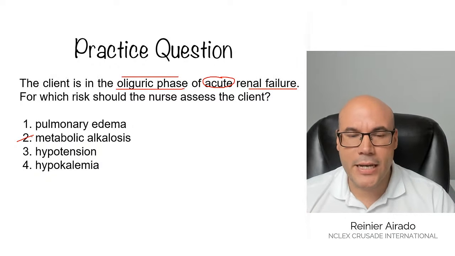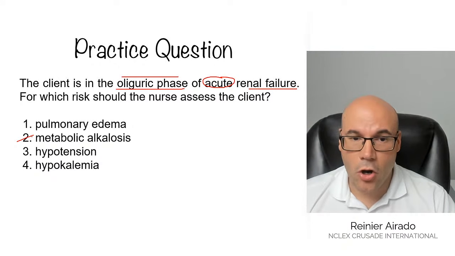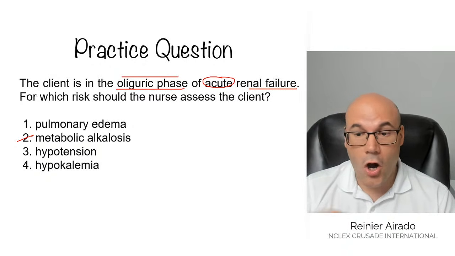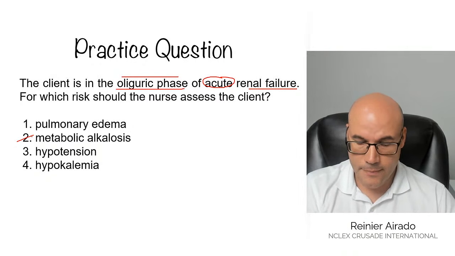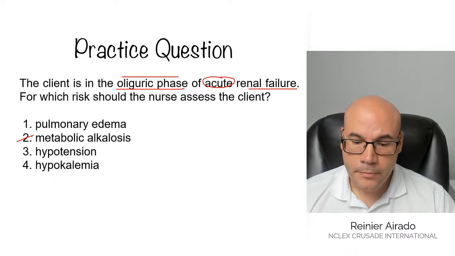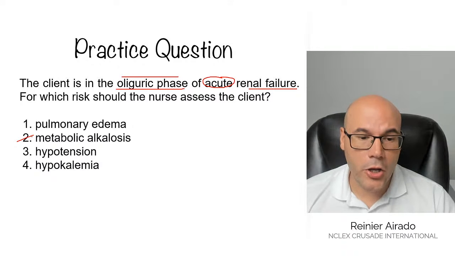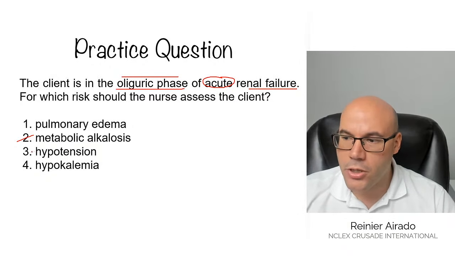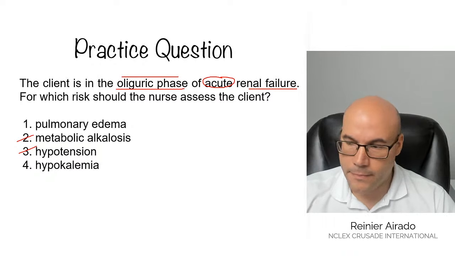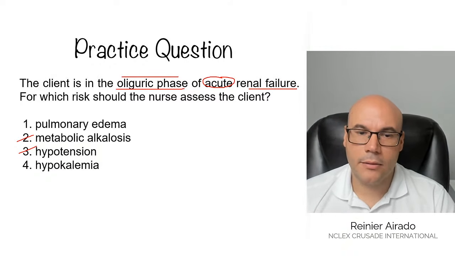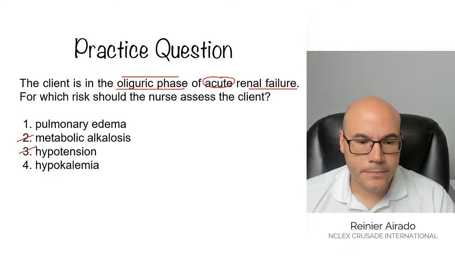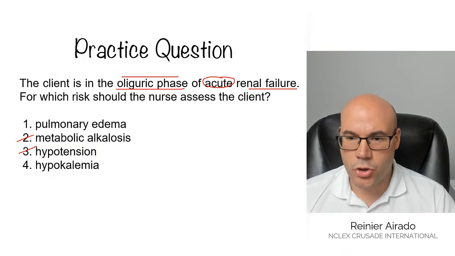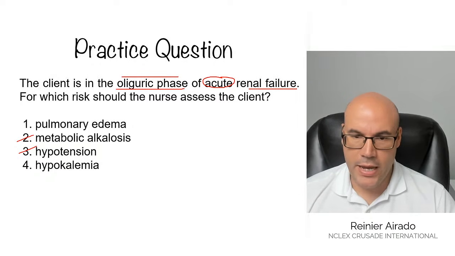Answer number 3, hypotension. Well, if the patient is in the oliguric phase of acute renal failure, the patient is at risk of fluid overload or fluid deficit. What is the patient at risk of? The patient is at risk of fluid volume overload, fluid retention. So hypotension does not make sense. Answer number 4, hypokalemia. Let's think about hypokalemia. If the patient's kidneys are not working, is the patient able to remove potassium via the urinary output?